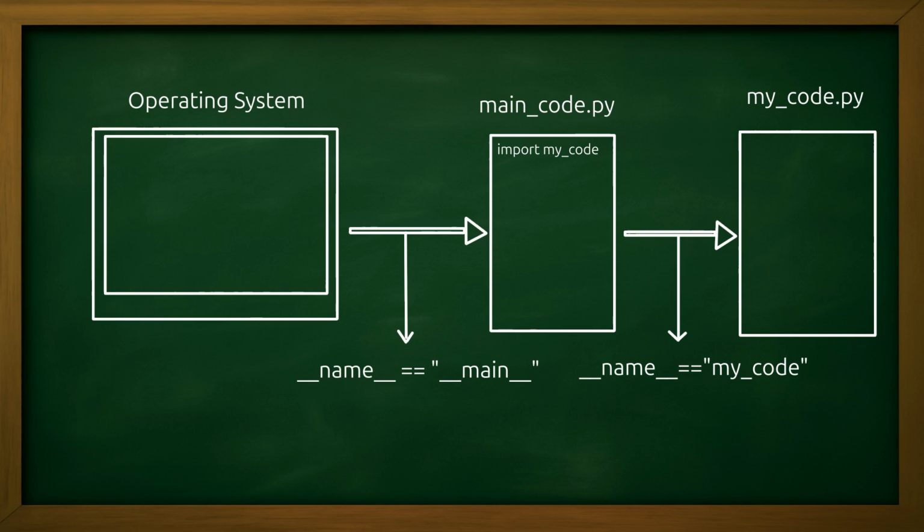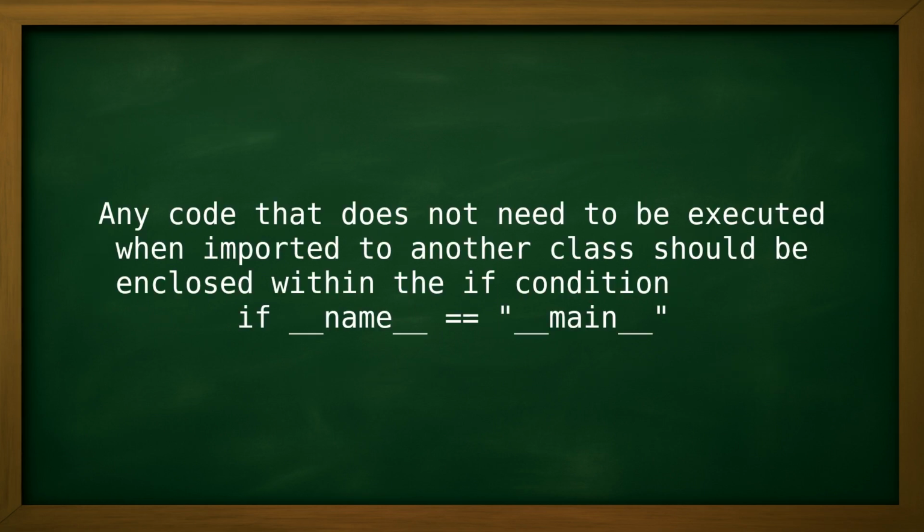When we import such a file into another file, the variable __name__ will be the name of the file instead of "__main__". So it will not trigger the if condition. In short, any code that does not need to be executed when imported to another file should be enclosed within the if condition of checking the name to main.